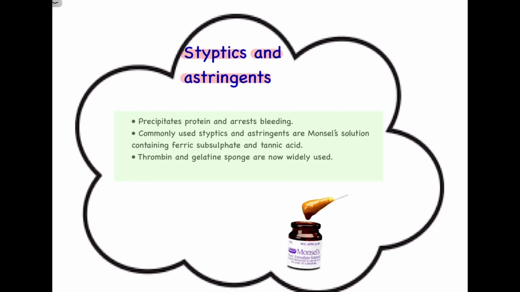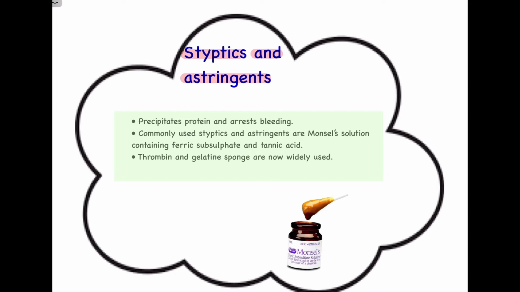So these are the agents which basically act by precipitation of protein, and by this process this leads to cessation of the bleeding, right? So commonly used styptics are basically Monsell solution. Now this Monsell solution basically contains ferric sulfate as well as tannic acid. So basically it's a mixture, but predominantly it contains ferric sulfate. And also an example under this category is thrombin and gelatin sponges.